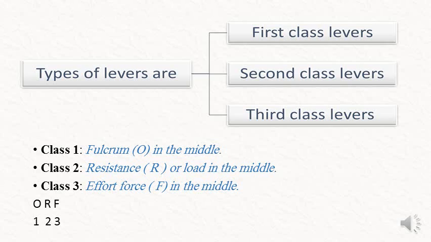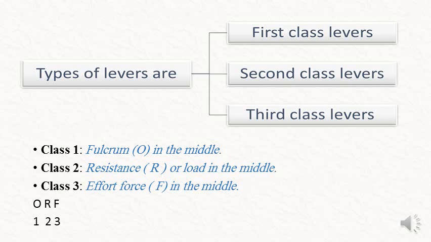O-R-F. O represents the first letter in ORF and represents first class of lever. Now we know if the fulcrum is in the midpoint of lever, it will be first class lever. R represents resistance. If R is in the middle point of lever, this lever will be second class lever. Okay, now understand me? The last one, if the effort force is in the midpoint of lever, it will be the third class of lever.